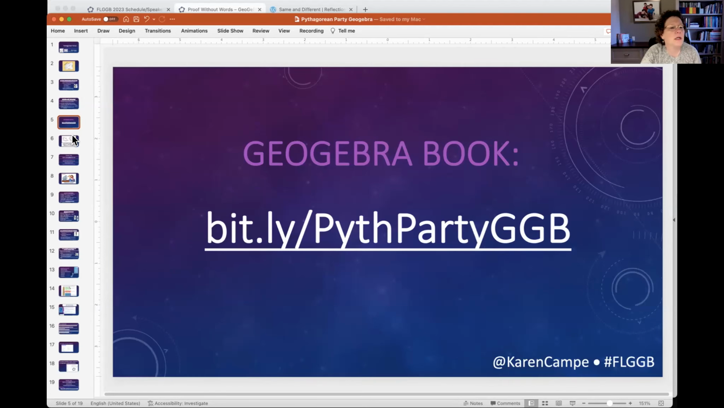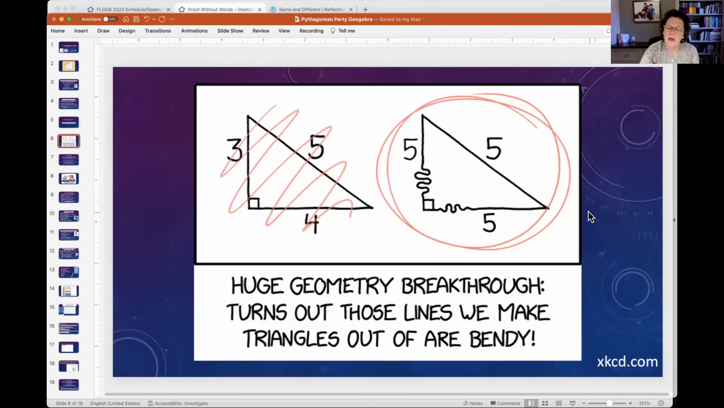I've got one more little cartoon for our day from XKCD. This one was called Benders, Bendy, huge geometry breakthrough. Turns out those lines we make triangles out of are bendy. So yes, he's created a 5-5-5 right triangle.